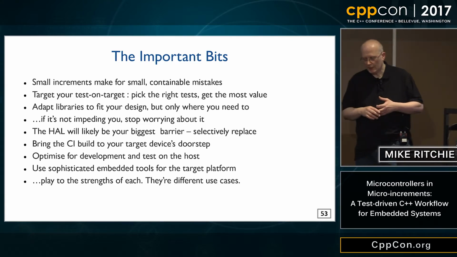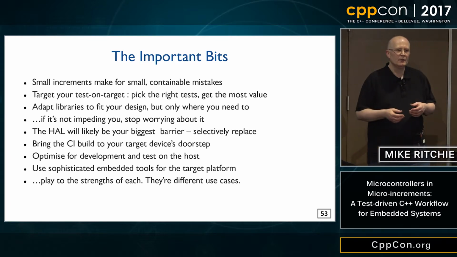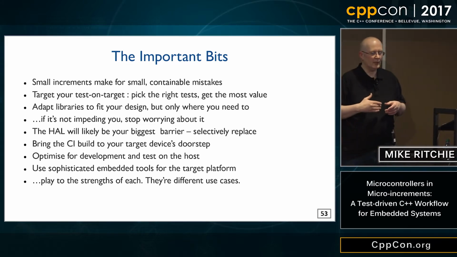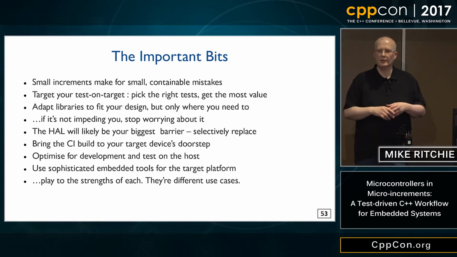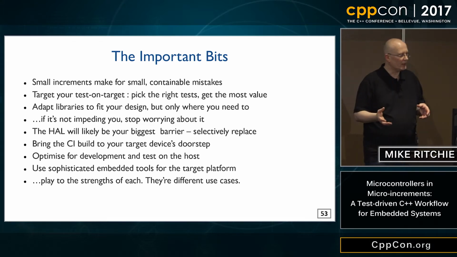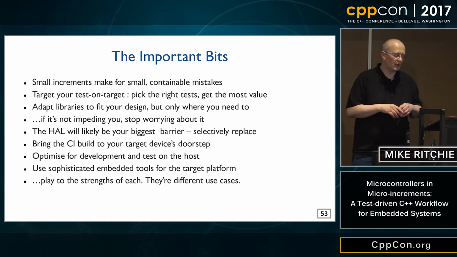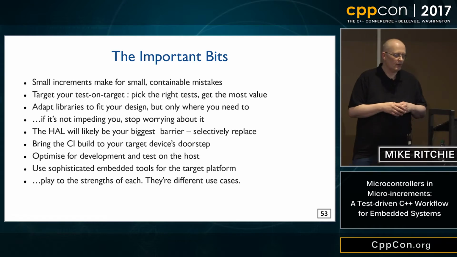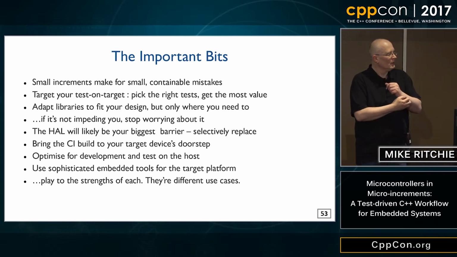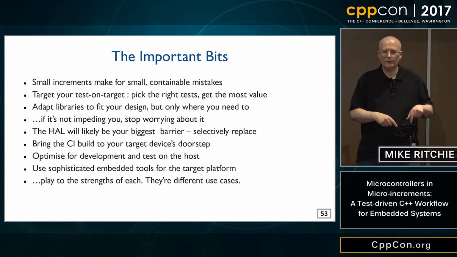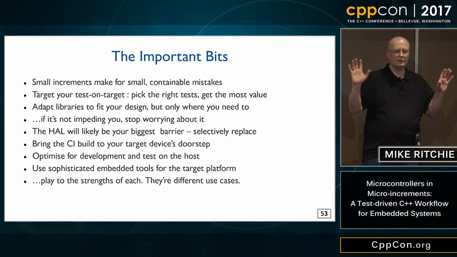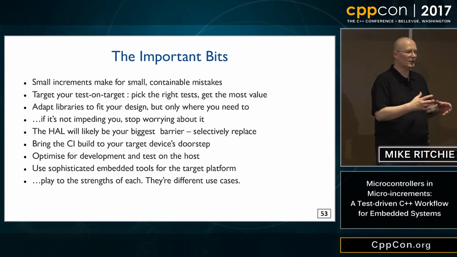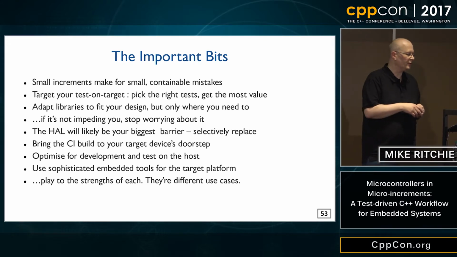And I would say that the HAL is going to be probably your biggest barrier. The thing that you use most frequently is a hardware abstraction library. So you might want to think about selectively refactoring to something better. Because although you can get started very quickly with vendor HALs, it can become a real burden over time. So refactor the things that are causing you the most pain. And the CI build, bring that right to the doorstep of your device. Be hands off with this stuff. You can trust yourself to build the pipeline, but don't trust yourself to second guess it. You'll let it make a call on whether that code is good enough to put on the board.